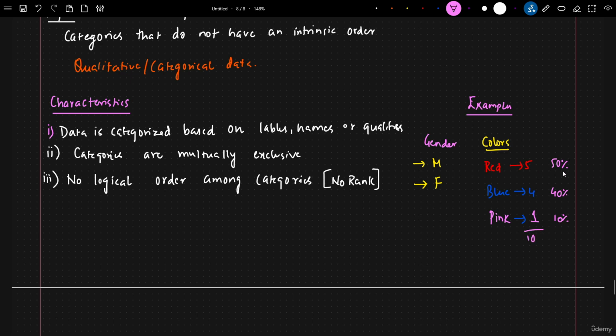I can say, hey, 50% of the sample basically likes red bike, 40% of the sample population basically likes blue bike, and 10% of the sample data likes pink bike, right? So this kind of information we will be able to analyze by using this kind of categories, okay? So here you can actually see some of the examples that I've mentioned.